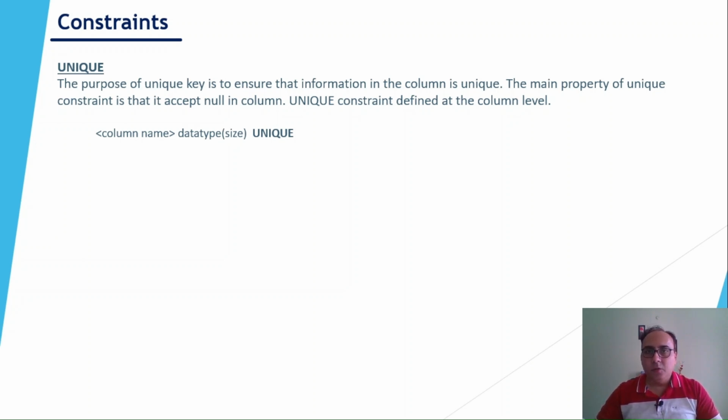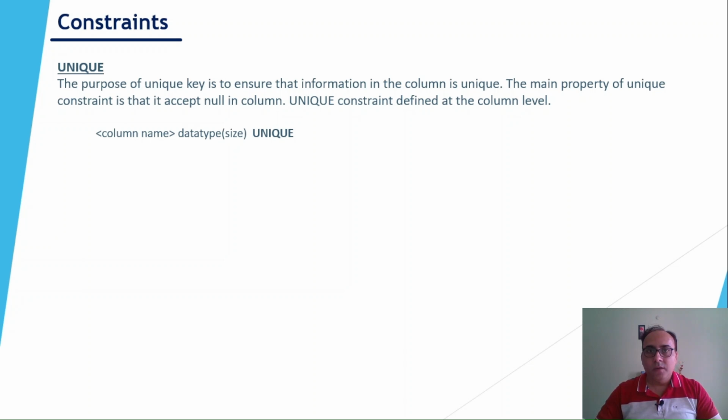We can define unique constraints at column level. The syntax of defining a unique constraint is column name, then data type, and then unique. So using the unique keyword in a column definition, we can specify unique constraints.